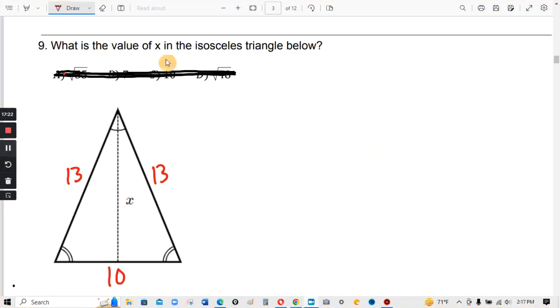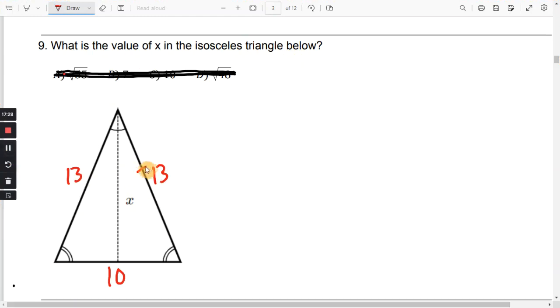What is the value of x in the isosceles triangle below? We have two congruent sides. They told us it's an isosceles triangle, and this angle here is bisected. This one equals this one. So if you draw this segment and it bisects the vertex angle in between the sides that are congruent, it's going to make a right angle at the base, and the base becomes bisected. So instead of 10, we can make this 5 and 5.